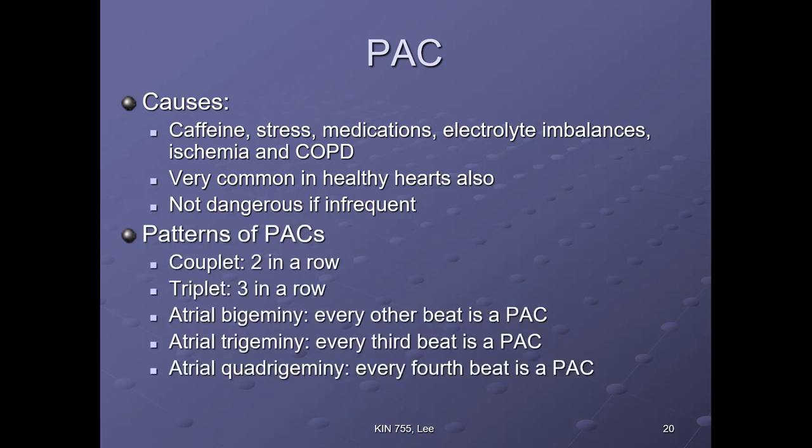So patterns of PACs, basically if you get one, it's just called a PAC. If you get two in a row, it's called a couplet. Three in a row, triplet. And you probably want to use the terms atrial couplet, atrial triplet, because we are going to see a similar thing with some of these ventricular beats. And then if every other beat is a PAC, we would call it atrial bigeminy. If every third beat is a PAC, atrial trigeminy, and then quadrigeminy for every fourth.